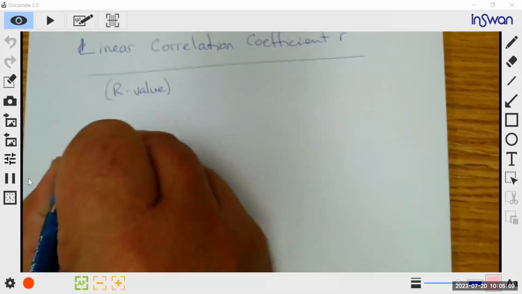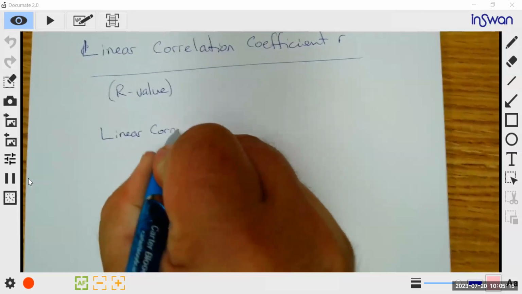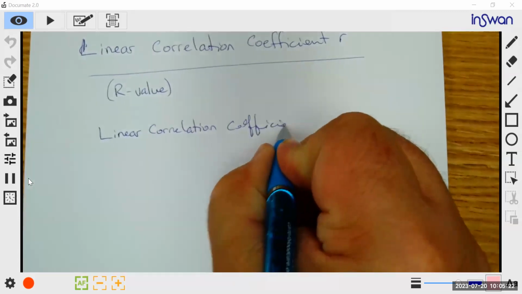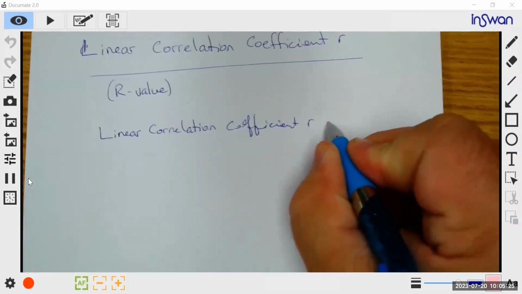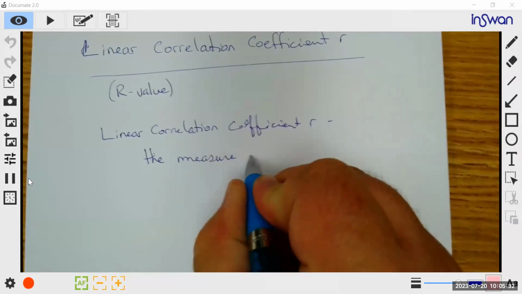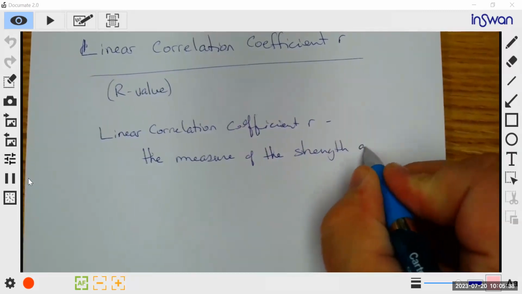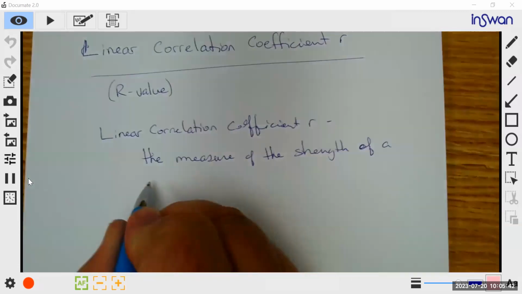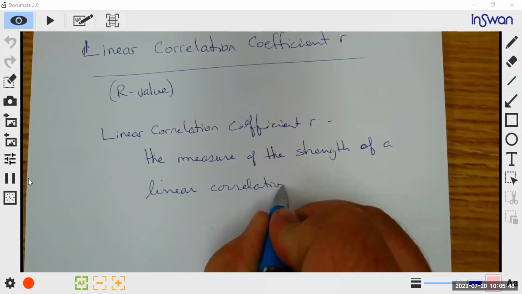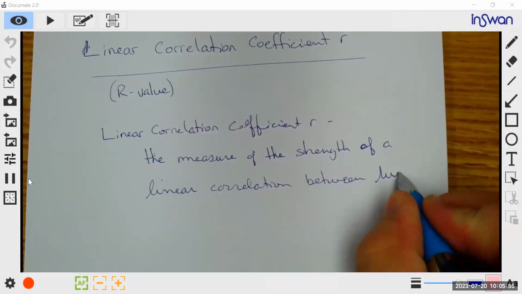Okay, so the definition of the linear correlation coefficient: the linear correlation coefficient R is the measure of the strength of a linear correlation between two variables.